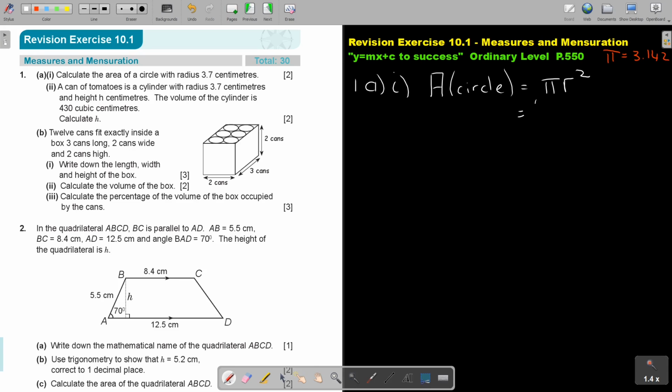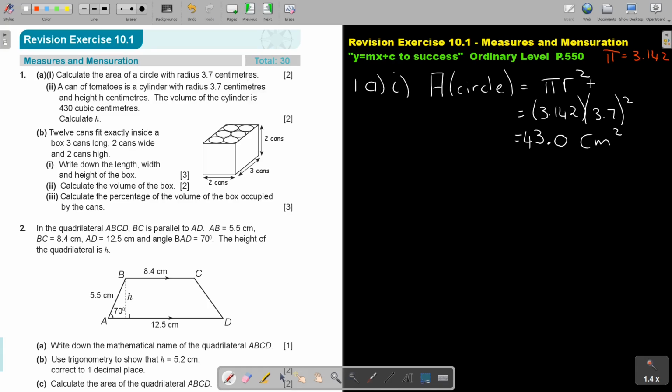Otherwise, you're just going to substitute 3,142. And what is the radius now? I gave you the radius. 3.7. This is so easy, if you just remember to memorize the formulas. And it's not difficult. You did it a lot of times. 3.7 square multiply 3.142 equals. And what will I get? I will get 43. And if it's three significant figures, 0.0. That is what I'm getting. And that is centimeter square.